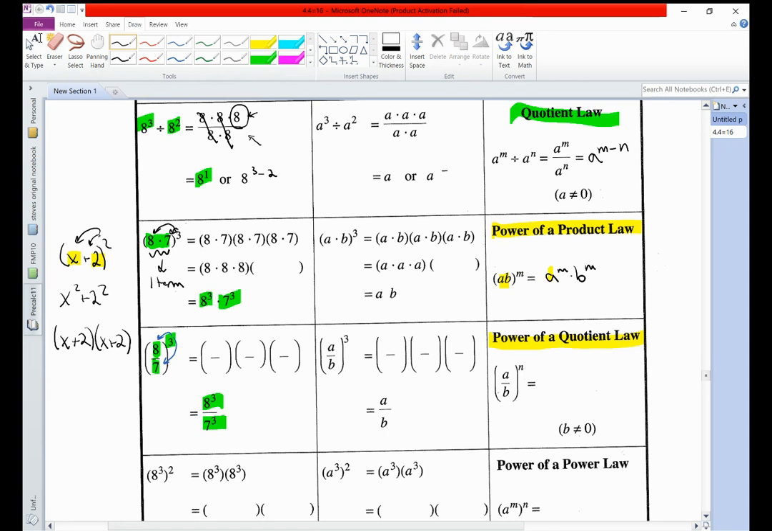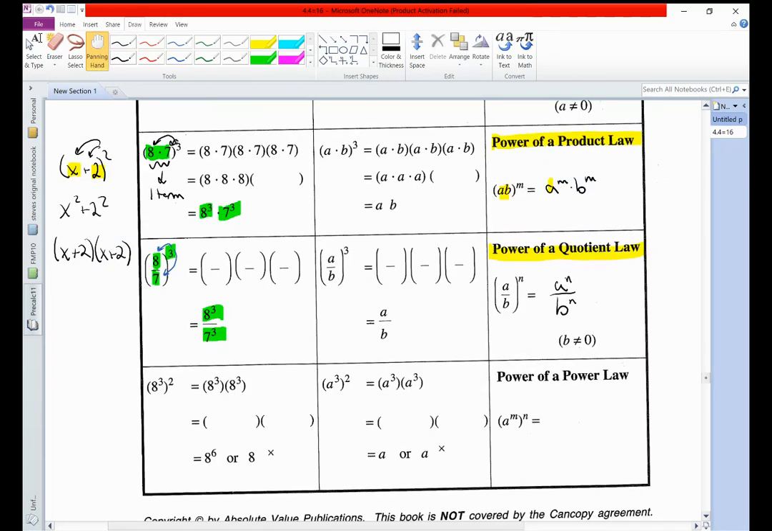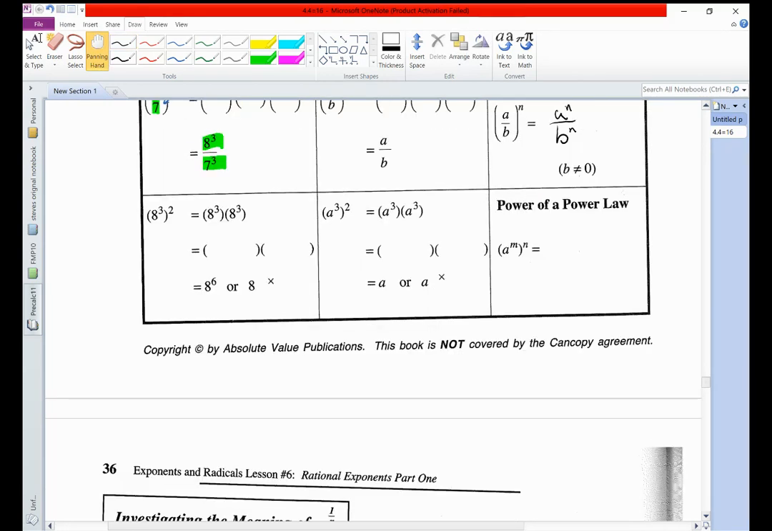So a over b to the power of n is going to be a to the power of n over b to the power of n. I've got my computer set up differently now, so I'm hoping to touch the screen less, but I think it's making my writing a little bit messier, so something I'll have to get used to. And power of a power law.